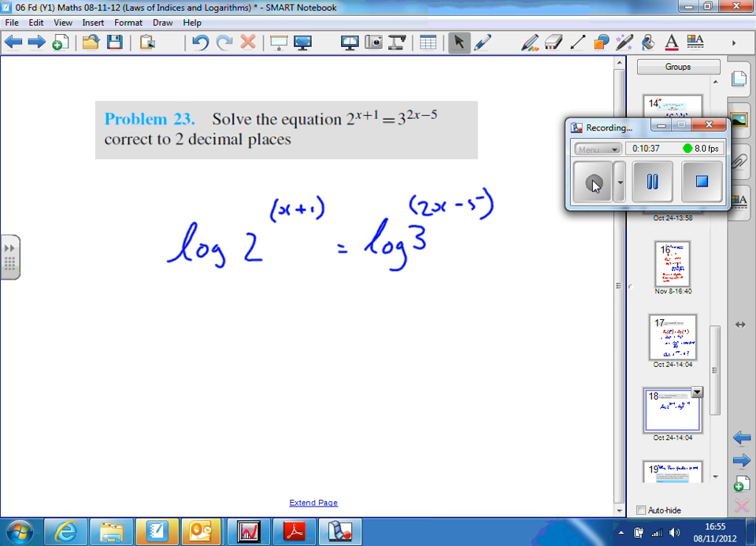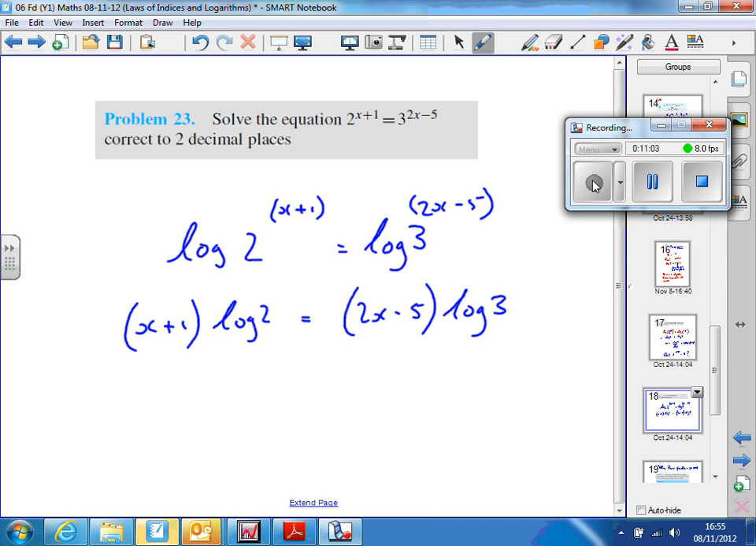Because I've turned this into a power now by taking the logarithm, the x plus 1 from the third law of logarithms can come down and become multiplied. So this becomes x plus 1 times the logarithm of 2 equals 2x minus 5 times the logarithm of 3. And when you're confident with these things, there's nothing to stop you jumping straight to this step, because by taking logarithms of both sides, that automatically means I can bring the power down and turn it into a multiplier. So I'm quite happy for you to jump straight to that step.